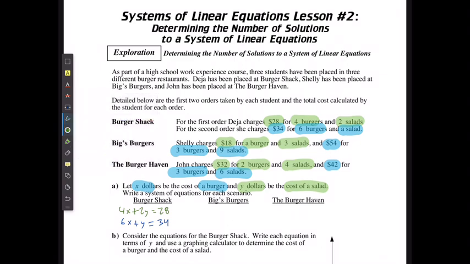For Shelly, we have x plus 3y is equal to $18, and we have 3x plus 9y is equal to $54. And for John, 2x plus 4y is equal to $32, and 3x plus 6y is equal to $42.